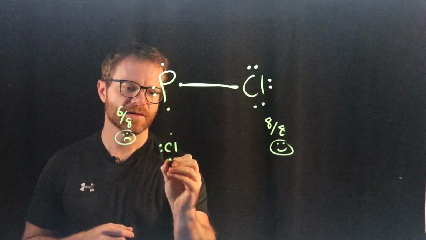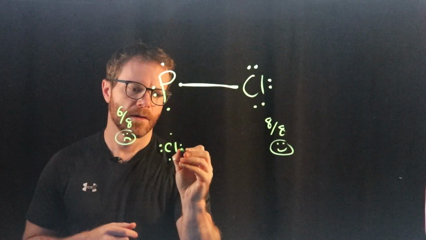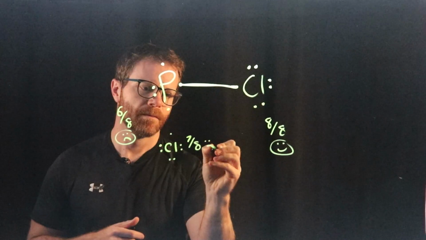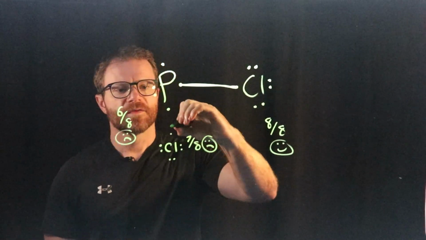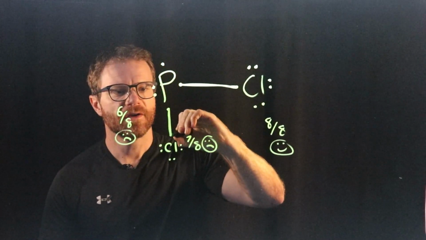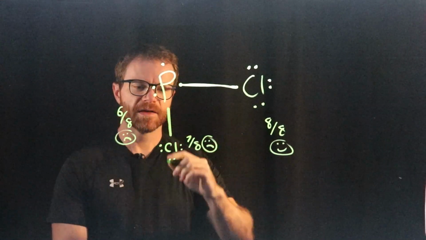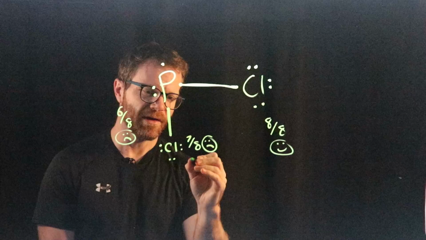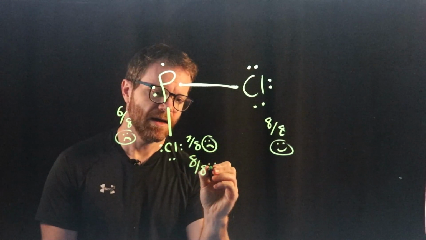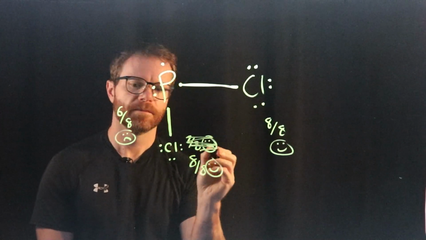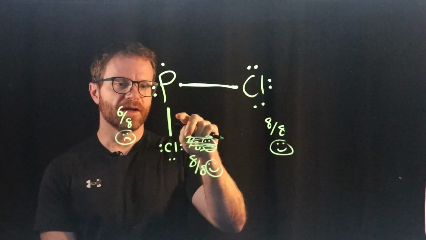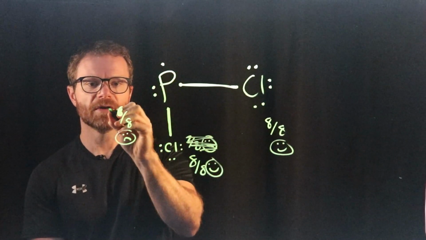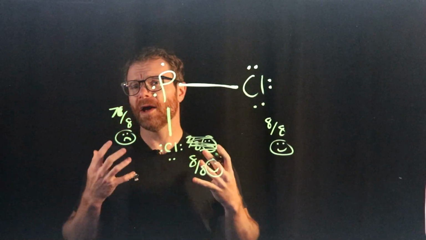7 valence electrons, 7 out of 8, unstable. Let's form a single bond here. If they each share an electron here, this chlorine now has 2, 4, 6, and the bond counts as 2, 8 out of 8 valence electrons, and it's totally stable. The phosphorus now has 2, 4, 5, 6, 7 out of 8.